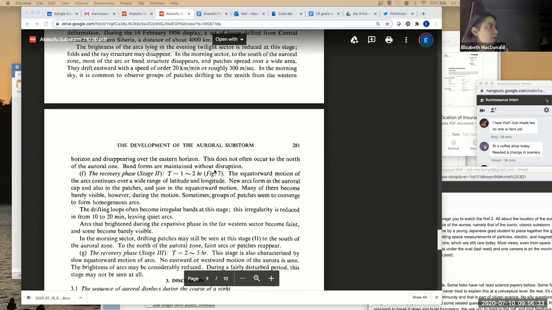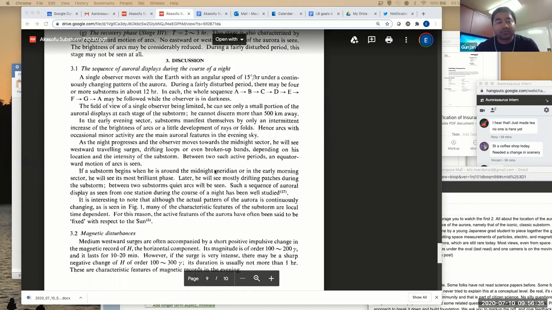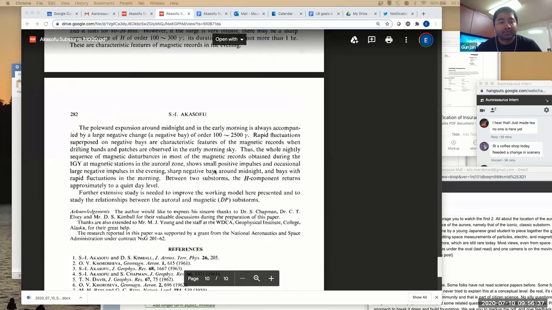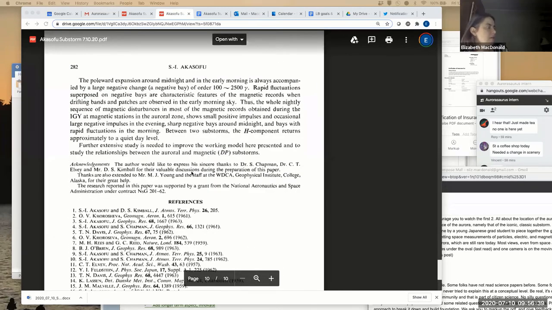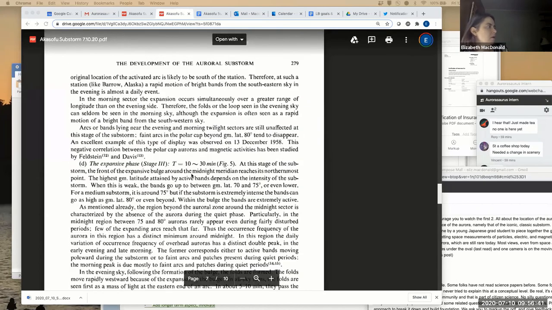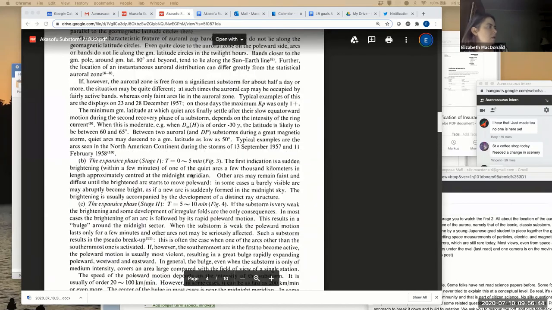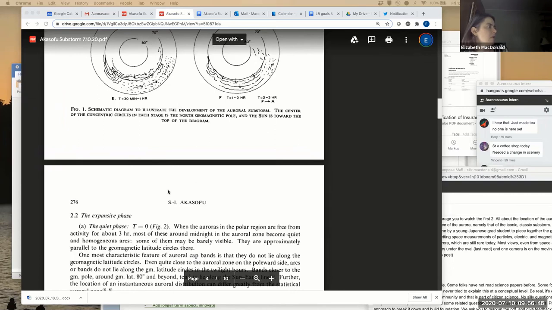And actually, we have quite a bit of the paper left, and I think it talks about a lot of this. So we are on page 3.